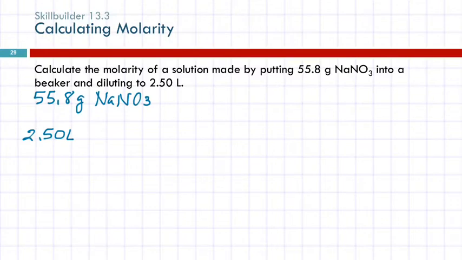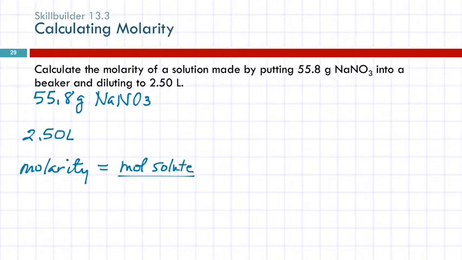So we need to remember the equation for molarity. It's not too complicated, but it's moles of solute per liter of solution. And it has to be liters. It can't be milliliters or something else. It has to be liters. Moles per liter. So this tells us what we need to find. We need the moles of solute and we need the volume of solution in liters.